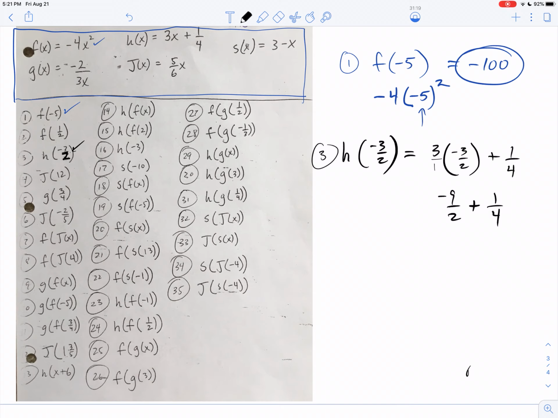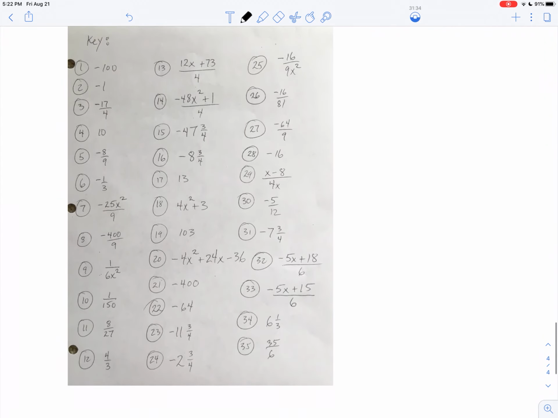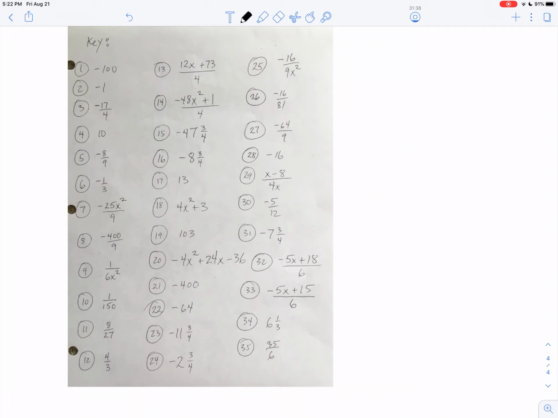But here's the long and short of it. On some of these problems, you can do them in your head and I can do them in my head. You just write down the answer. But some of them, you probably should show me some work. But either way you slice it, here's the answer key. Okay? Take a picture of it. Now, go for it. You got it.